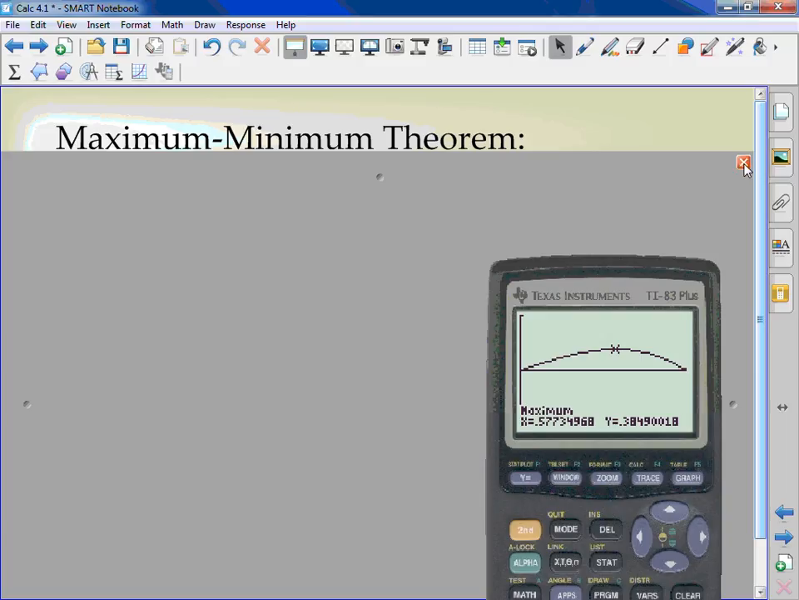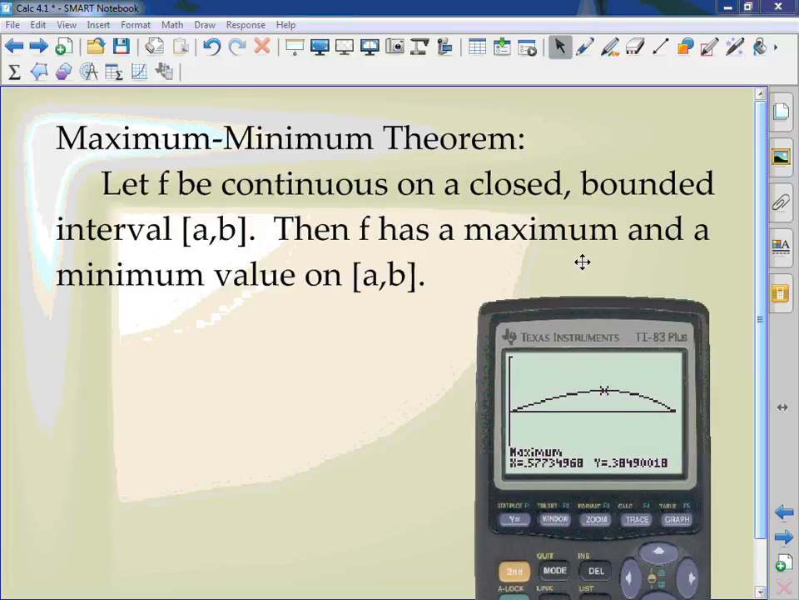The max-min theorem. It's just putting it into words. Let the function f be continuous on a closed bounded interval. We just looked from 0 to 1. That was a closed bounded interval. Then you have a maximum and a minimum value on AB. There's always a maximum, there's always a minimum.